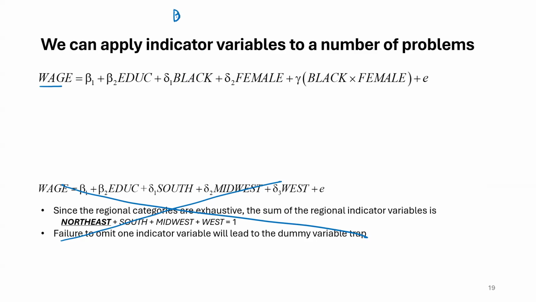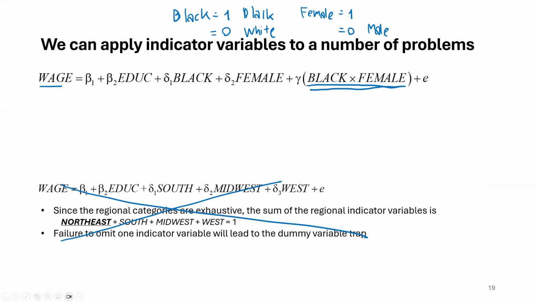Black equals 1 means you have black skin, and equals 0 if you are white in the USA. And we have the variable female, equal to 1 if you are female and 0 if you are male. So two categories, only one dummy variable each. Then they use an interaction variable here. This is called an interaction variable.